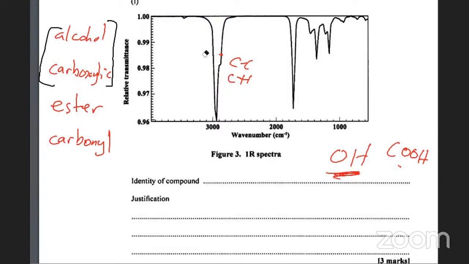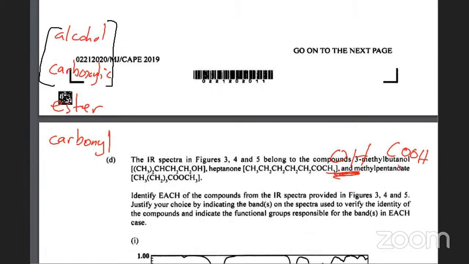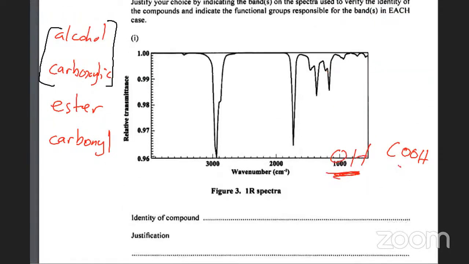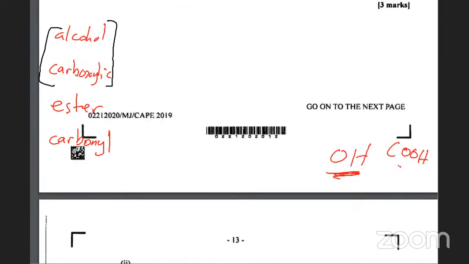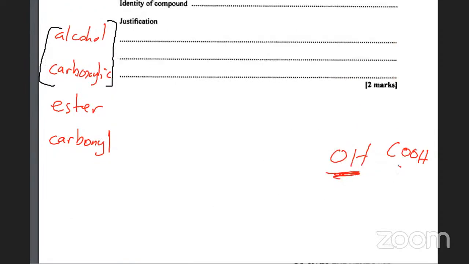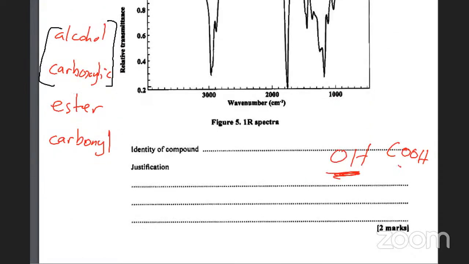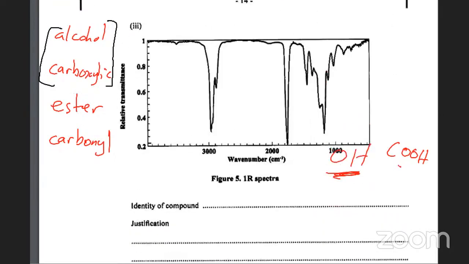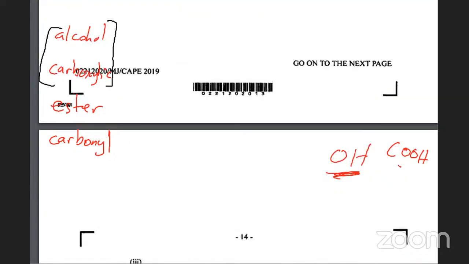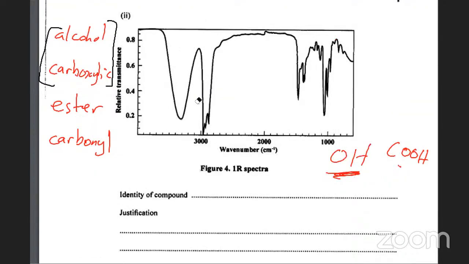So this one is not a carboxylic acid, and it's not an alcohol, because you don't get those peaks. This narrow peak is carbon to carbon and CH bonds. No OH is there. Scroll down a little. No OH. We don't have any OH. This one, as you can see now, this is your OH peak.